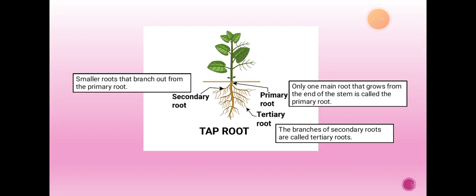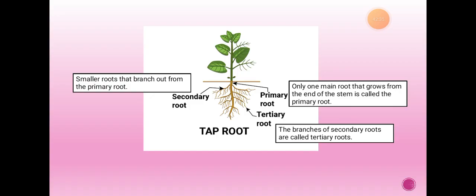They have three types of roots present inside them: primary roots, tertiary roots, and secondary roots. The primary root is the only main root that grows from the end of the stem. It grows very near to the stem, right under it. So they are basically the roots that grow from the end of the stem, and they are known as the primary roots.